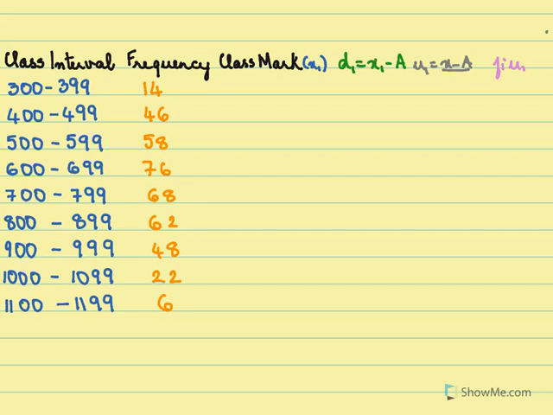Now for the next sum, we have the class intervals, we have the frequency, and we need to find the class mark xi, and we do the same process, upper limit plus lower limit divide by 2. So in the first case it would be 300 plus 399 divided by 2, and that would be 349.5. 400 plus 499 divided by 2, that is 449.5.